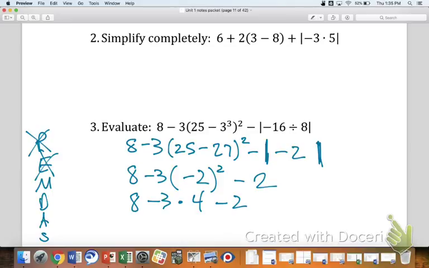So far I've done all the work in the parentheses. I just did the exponent. Now I'm down to multiplication and division. Do you guys see the multiplication there in the middle? Again, I'm still not reading from left to right. I'm doing all the PEMDAS order here.